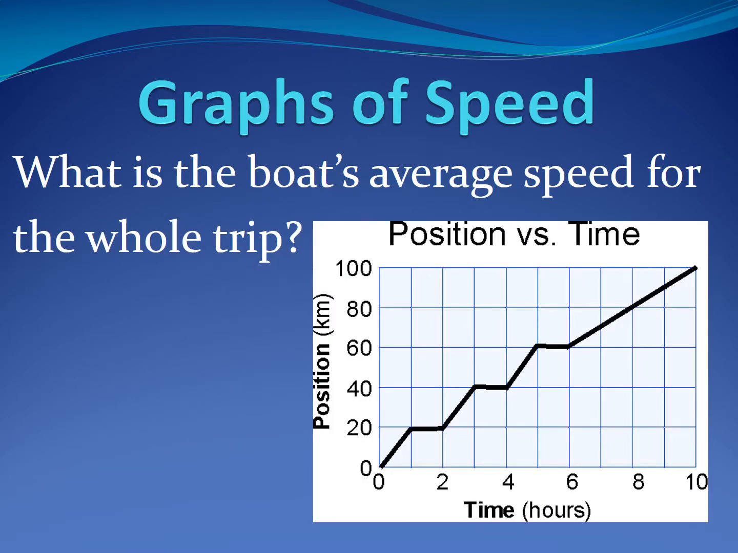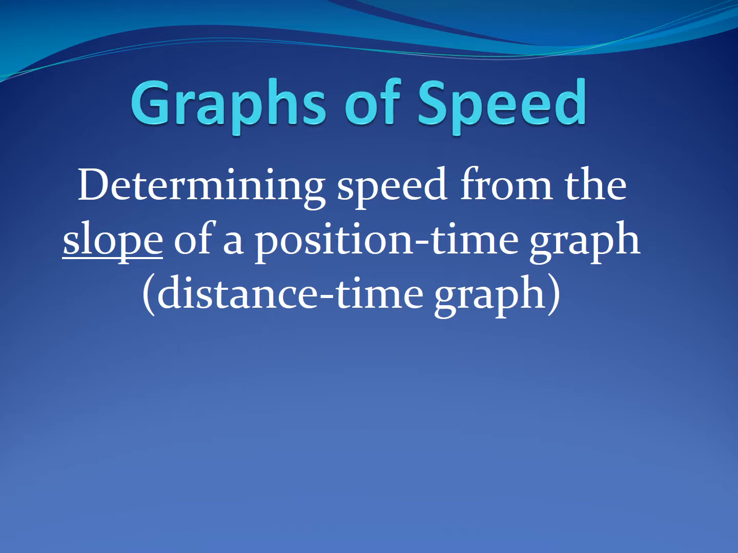So what is the boat's average speed for the whole trip? Remember, average is the easiest. We take total distance. Here I can see that my total distance at the very end was 100 kilometers, and my total time is 10 hours. So 100 divided by 10 is 10 kilometers per hour. That's my average speed. So we find that we can determine the speed through the use of the slope on a position time graph or a distance time graph.